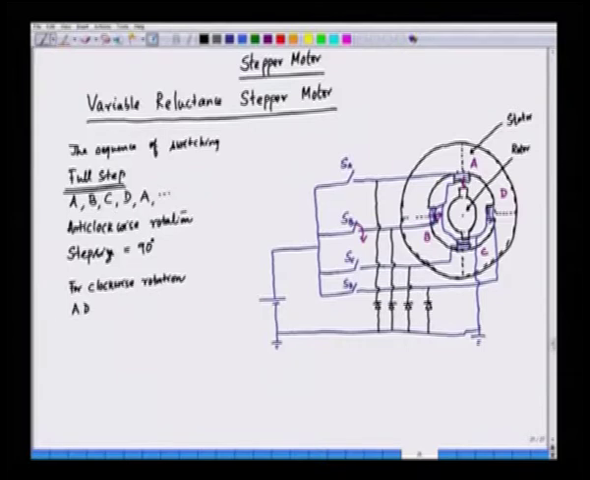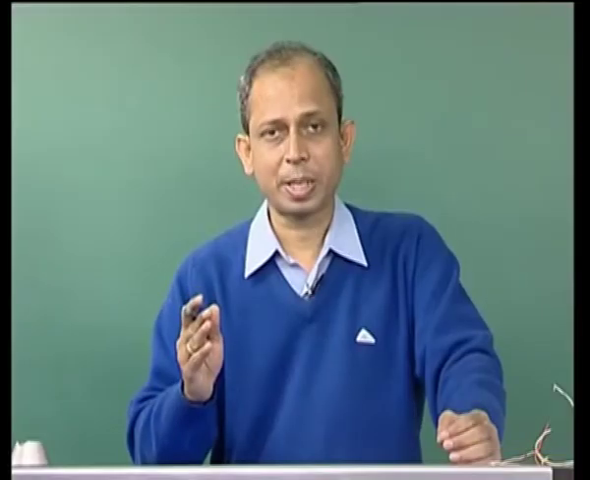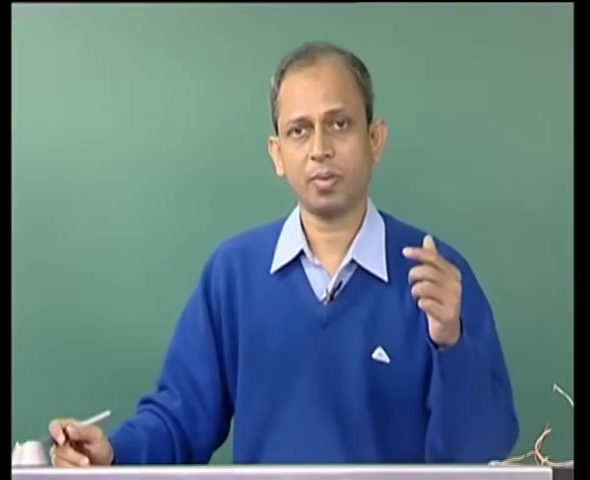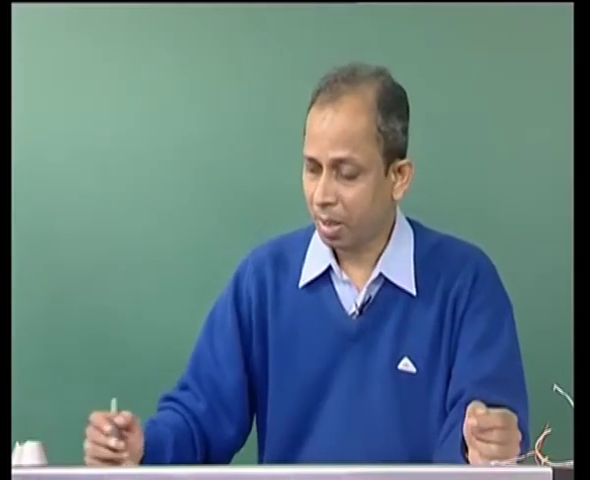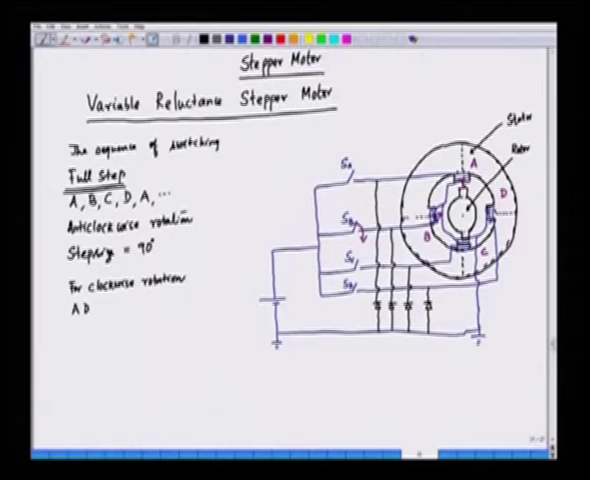It means when we turn on SA, the rotor is aligned along phase A, and then we turn off SA and turn on SD. So, the MMF will be shifting from A to D, and hence the rotor will be rotating in a clockwise direction. So, in this case A, D, C, B and again A. This is again the full step operation, but the rotation will be in the clockwise direction.